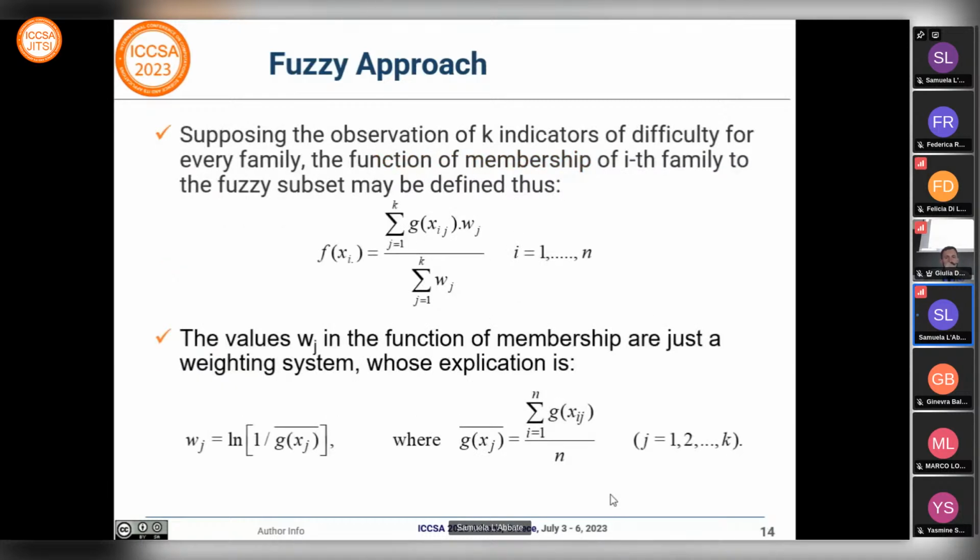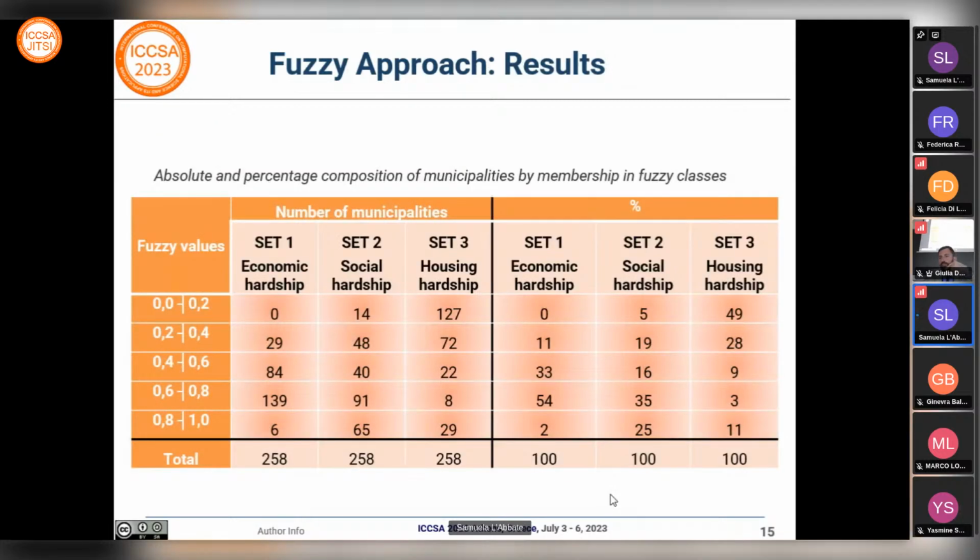Supposing the observation of k indicators of difficulty for every family, the function of membership of a family to the fuzzy subset is described by this function, and the values W in the membership function are just a weighting system. Minimum, maximum, and average values were calculated for each indicator of the different sets. For each set of indicators, the fuzzy value and its related values were calculated.